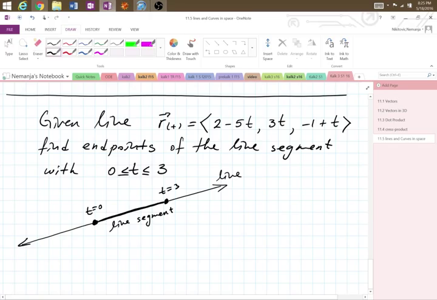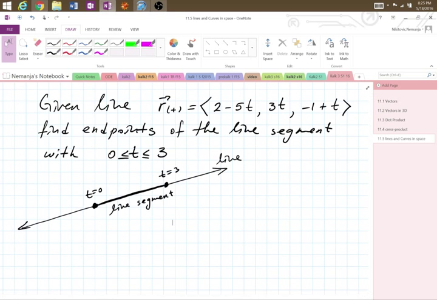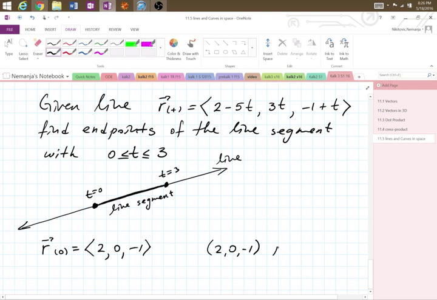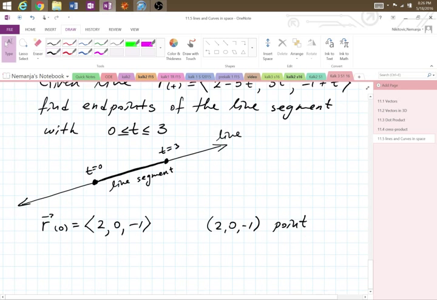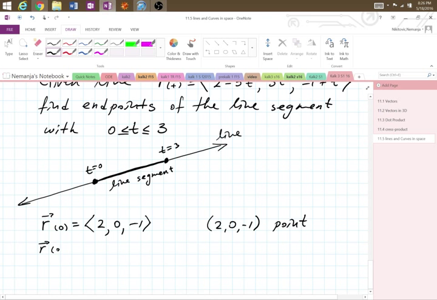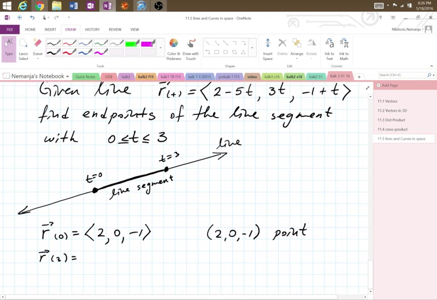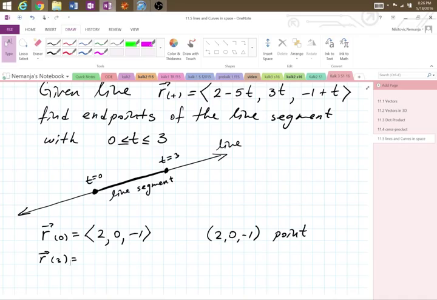It always has the finite length of whatever it is. So now you can plug in r of 0, which is going to be 2, 0, and -1, which means 2, 0, -1 as a point. And then r at 3 is, who chose these numbers?